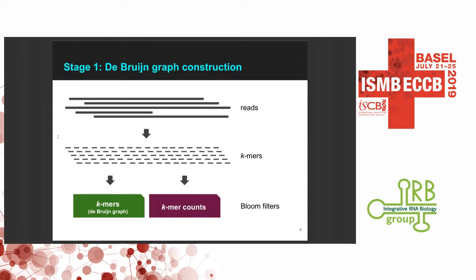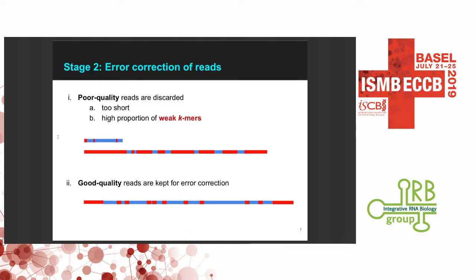After that, we extract all the k-mers from the reads, and we store them in a memory-efficient data structure called Bloom filters. So using the graph constructed from the previous step, we could perform alignment-free error correction of the nanopore reads. But before we do any error correction, we could discard all the poor quality reads. So these would be reads that are either too short or they have a high proportion of weak k-mers. And for the good quality reads that remain, we perform error correction.